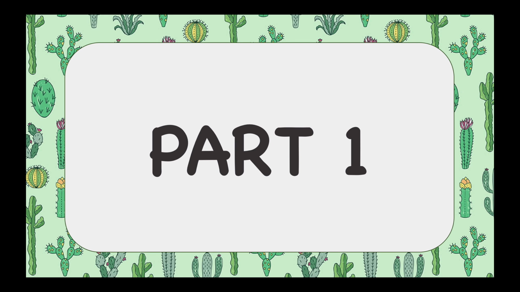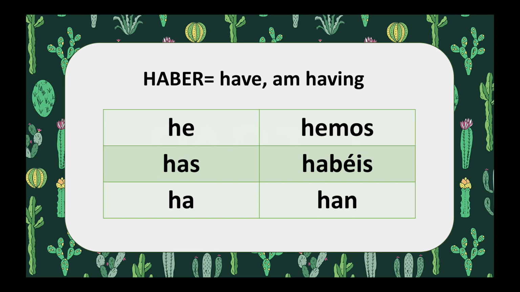Part 1. Haber. So we're going to conjugate haber to get the first part of the present perfect tense. So now we have he, has, ha, hemos, habéis, han. He means I have, has means you have, ha means she, he, or you formal has, hemos means we have, habéis means you all in Spain have, and han means they have and you all have.